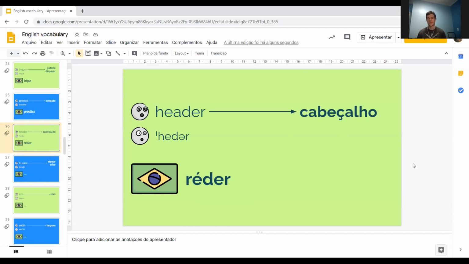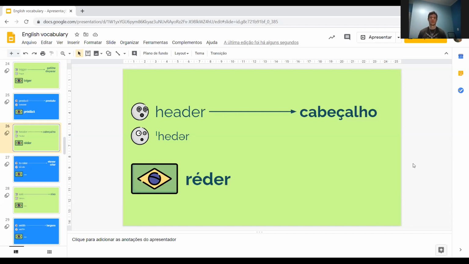Okay. I mean, you can just say a sentence, maybe defining it, saying what it is. Oh, okay. The header is the part of an interface that stays at the top. Is that right? That stays at the top? Yeah. Or that is at the top?